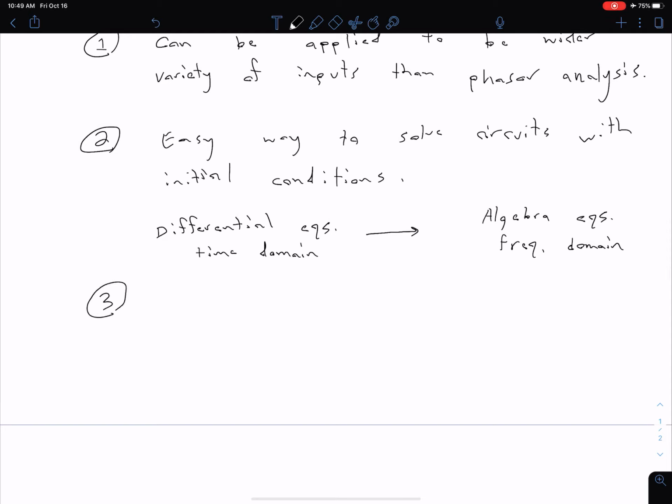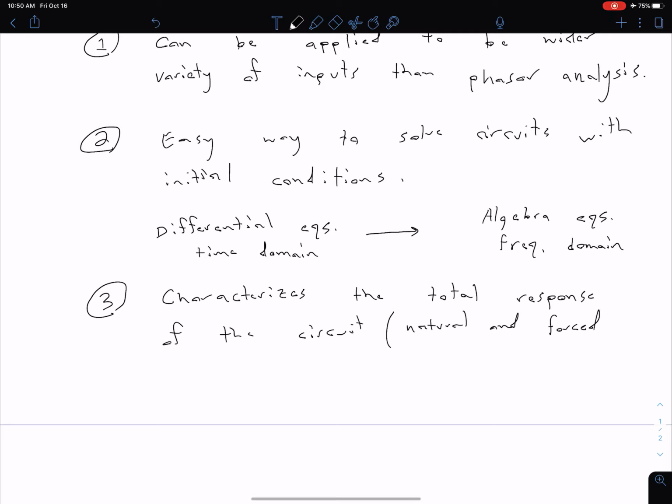The third and final advantage we're going to list here is that we can characterize both our natural and forced responses at the same time. It characterizes the total response of the circuit, which, as I mentioned a second ago, consists of both our natural response and our forced response. It does that in one operation, and that's a lot nicer than having to break it up into two parts. We can just do it all in one go.